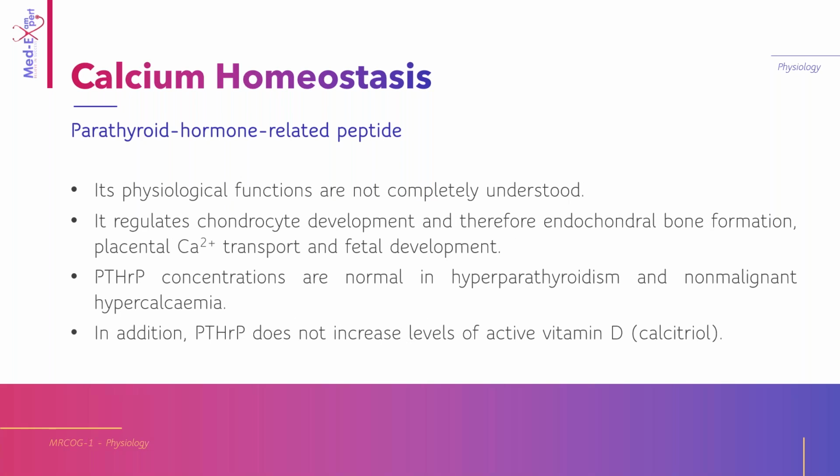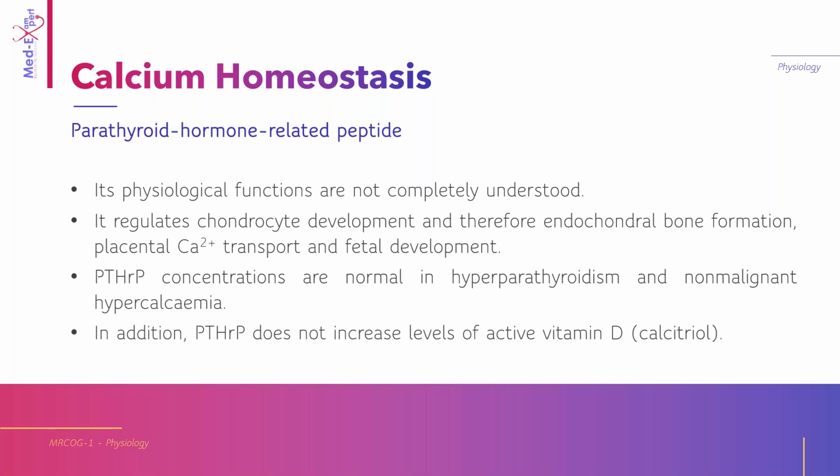Its physiological functions are not completely understood, but it regulates chondrocyte development and endochondral bone formation. Also, it has a role in placental calcium transport and fetal development. When we measure the parathyroid hormone-related peptide concentration, it will be normal in cases of hyperparathyroidism, because as we have mentioned, it's not released from the parathyroid gland, but secreted from other cells, and usually it's found in malignant hypercalcemia and from cancer cells.